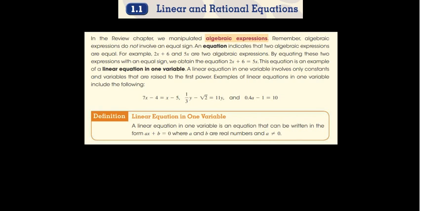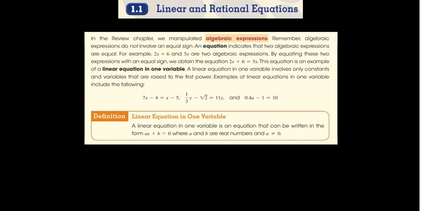An algebraic expression does not involve an equal sign. An equation indicates that two algebraic expressions are equal. So for example, 2x plus 6 and 5x are just algebraic expressions. Think of equations as equal, equal, equal, with an equal sign. So an equation has an equal sign. Expressions are just math.